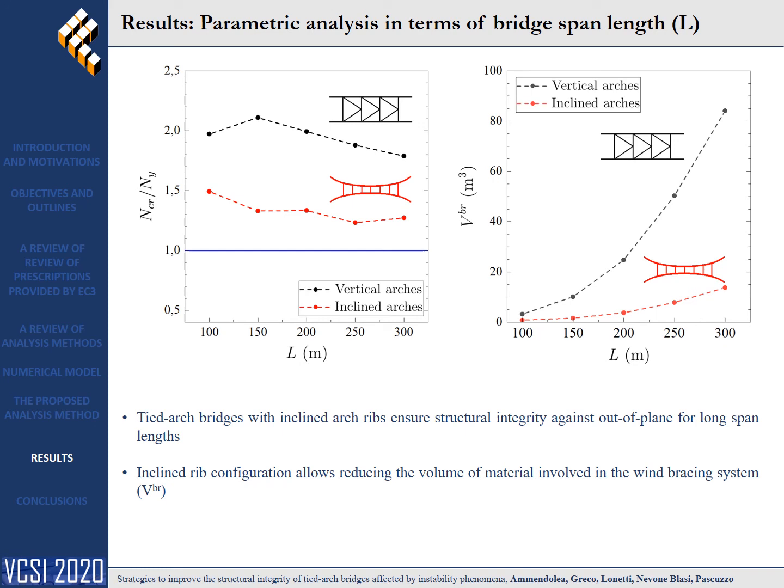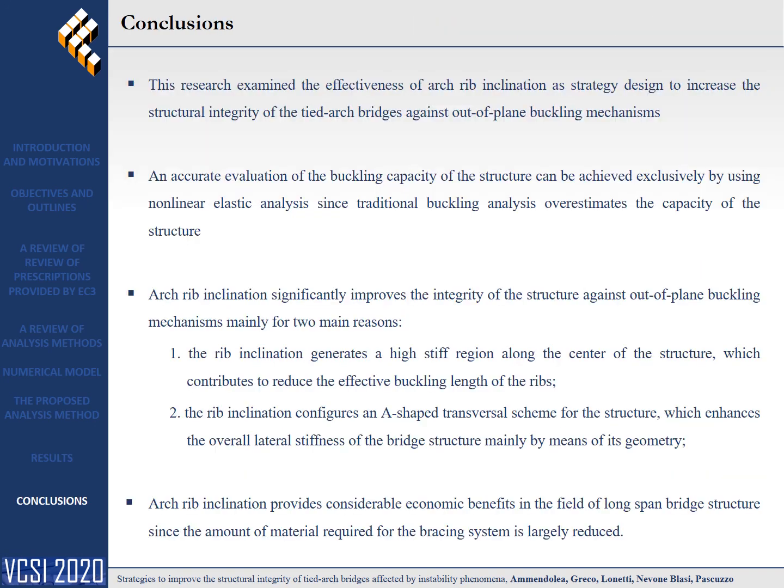based on vertical arcs. In conclusion, this work examined the effectiveness of arc-rib inclination as a strategy designed to increase the structural integrity of tied arch bridges against out-of-plane buckling phenomena. The results have revealed that nonlinear analysis should be used to properly quantify the buckling capacity of tied arch bridges. As a matter of fact, traditional elastic buckling analysis may involve relevant overestimations.